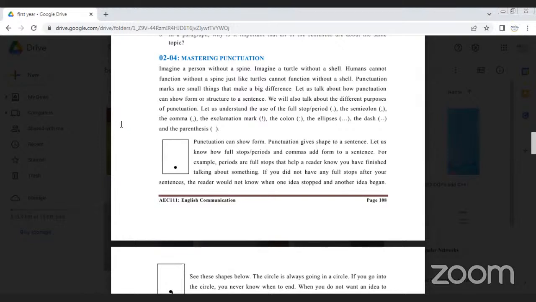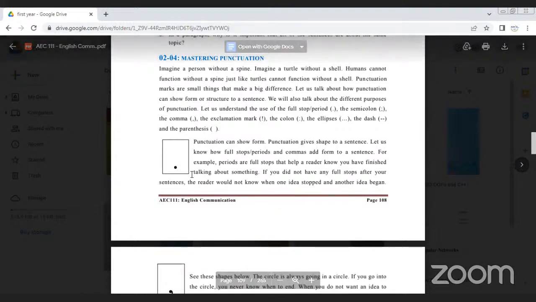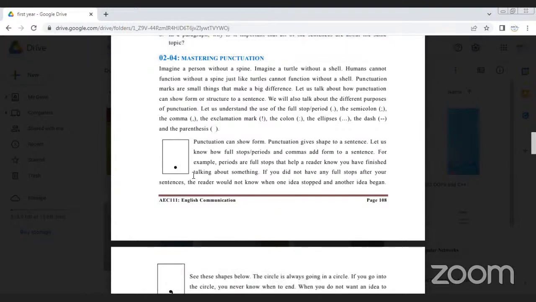Let us talk about how to punctuate. Punctuation can show form or structure to a sentence. We will also talk about the different purposes of punctuation. Let us understand the use of the full stop first. The full stop is a punctuation mark. Then the semicolon, the commas, the exclamation mark, the colon, ellipses, the dash, and the parenthesis.